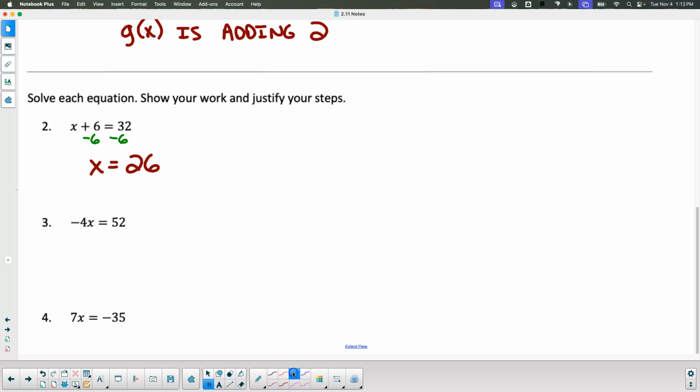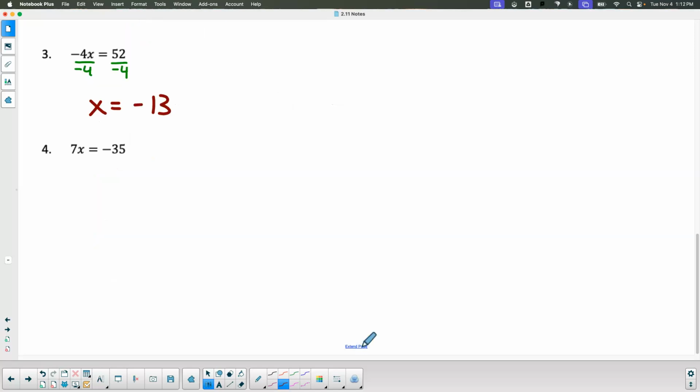Number 3, what would we do? Divide by negative 4 on both sides. X then is equal to negative 13. Negative 13 times negative 4 is positive 52. And positive 52 is equal to positive 52. Number 4. Divide by 7. Not by 7x, just by 7. So we get x equals negative 5. 7 times negative 5 is negative 35. Okay?